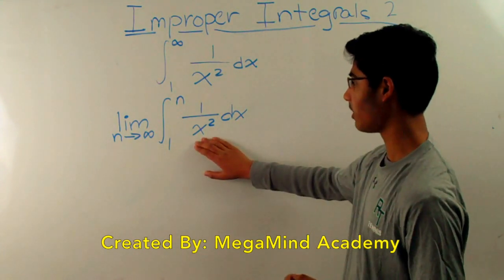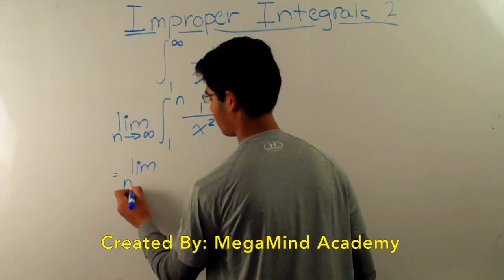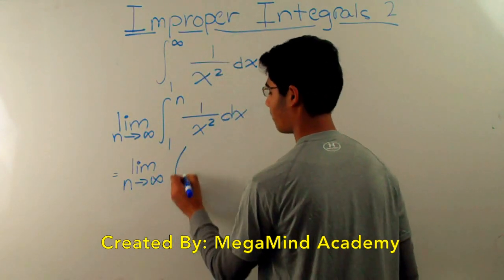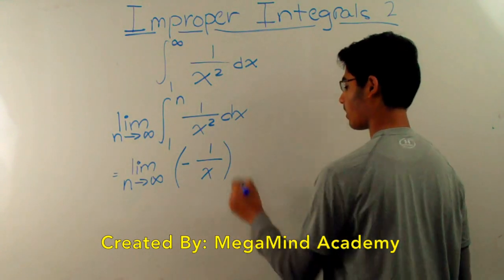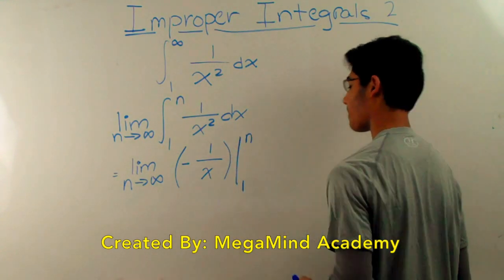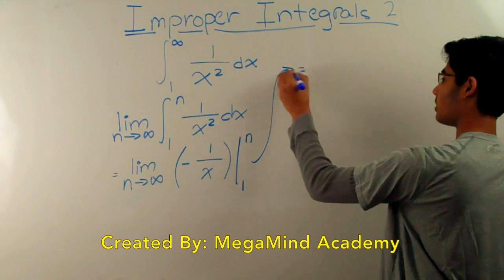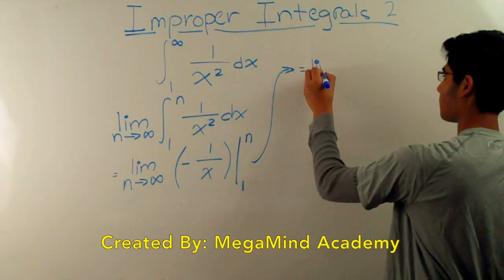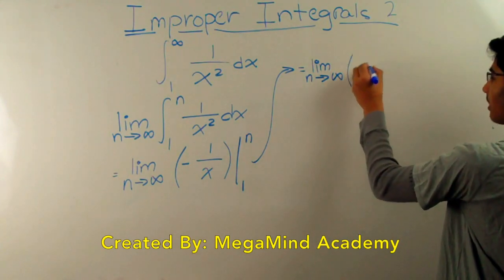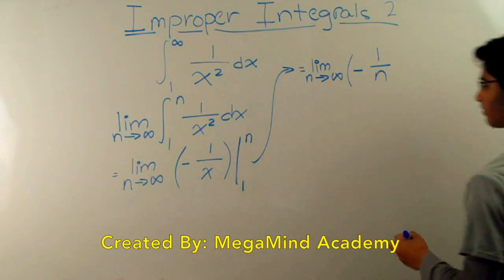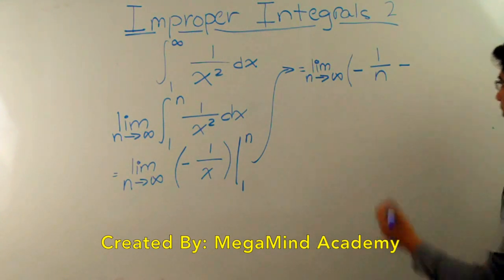So we know that this would be equal to the limit as n approaches infinity of, this integral calculates to negative 1 over x from 1 to n. So now let's go ahead and plug in our values. So we get the limit as n approaches infinity of negative 1 over n minus negative 1 over 1, which is minus negative 1, which is plus 1.